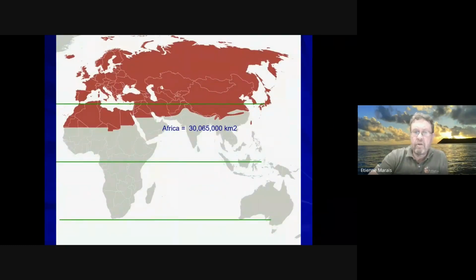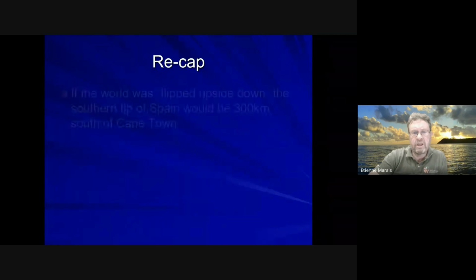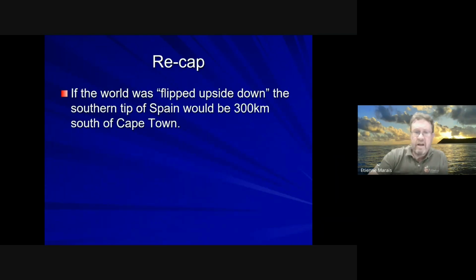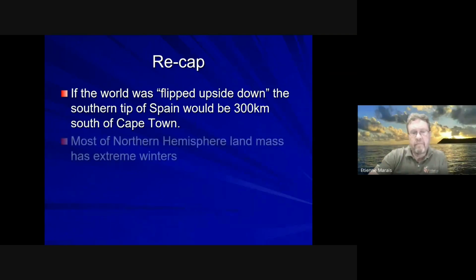And the answer is, it goes through North Africa, south of Europe, includes parts of Southern Asia, but none of Europe at all. So in fact, because of our geography and our politics, we have a false sense of the distribution of landmass on the planet. The truth is that if you look at the Palearctic region, the vast amount of landmass is actually in the temperate zones, whereas in Africa, we don't have any landmass in the temperate zones at all. And in terms of the actual surface areas of the different continents, Africa is a very vast tract of land, so it has lots of potential to host a lot of species. If the world is flipped upside down, the southern tip of Spain would be 300 kilometers south of Cape Town. So most of the northern hemisphere landmass is temperate and has extreme winters.